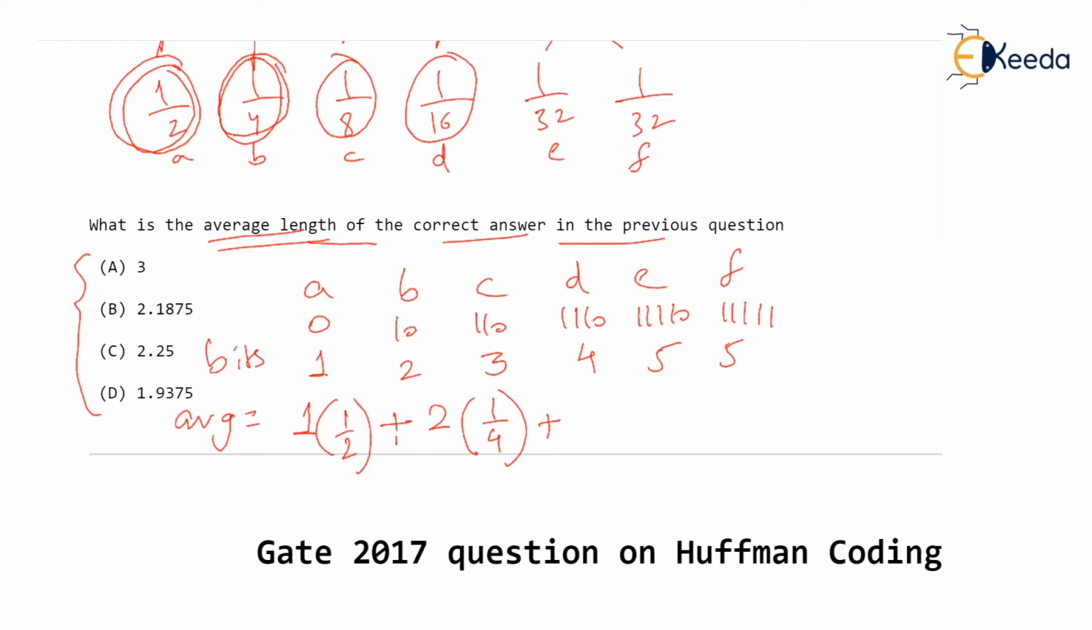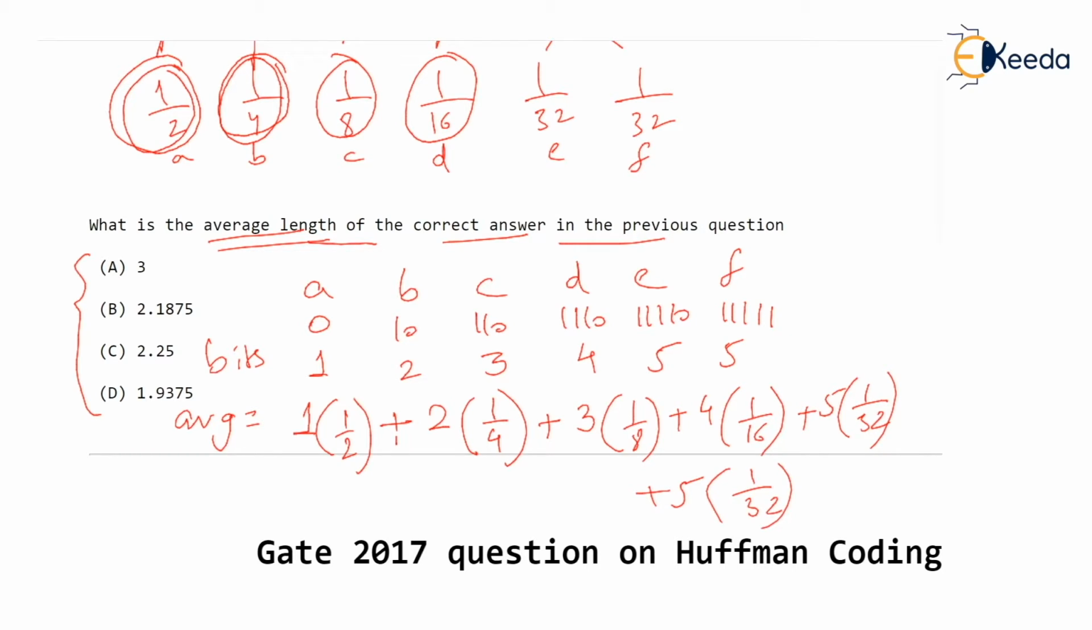Then C has 3 bits, 110, but the probability is 1 by 8. Similarly, 4 bits are needed for D, probability is 1 by 16. 5 bits are needed for E, probability is 1 by 32. And finally, 5 bits again for F, and probability is 1 by 32. If you compute this value, it will come out as option D, 1.9375.